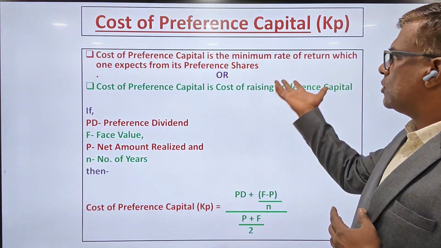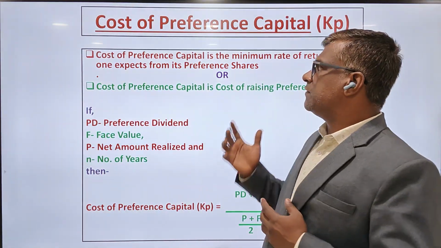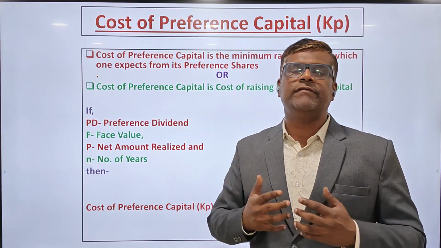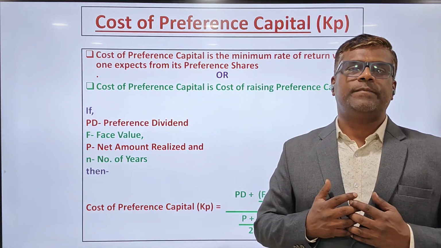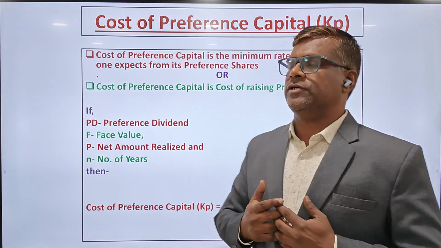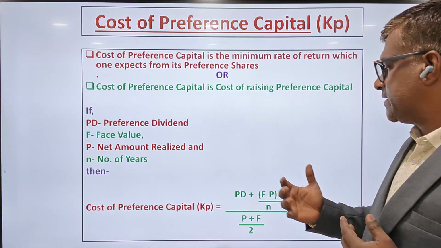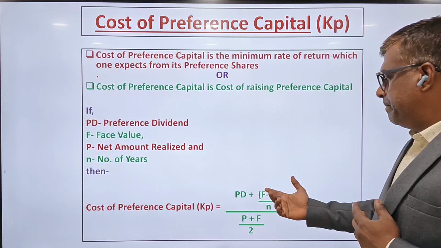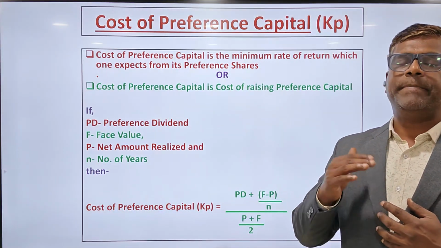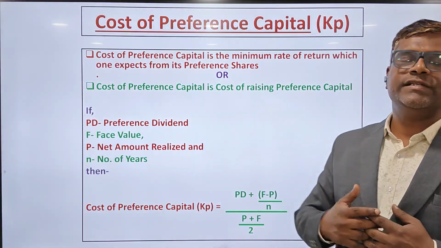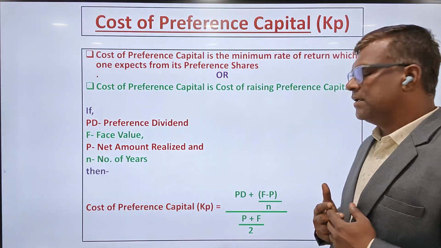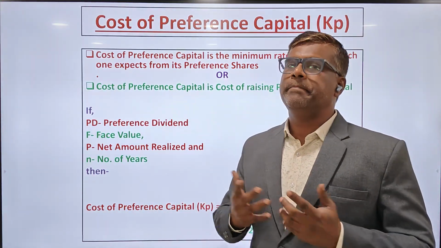Taking it to the next, cost of preference capital. Cost of preference capital is the minimum rate of return which every preference shareholder will be expecting from the investment, or cost of preference capital is cost of raising the preference share capitals in the capital formation. The formula to calculate the same is KP equals PD plus (F - P)/N, divided by (P + F)/2, where PD is the preference dividend, F is the face value, P is the net amount realized, and this is the formula for KP.